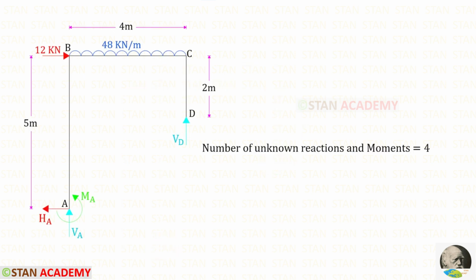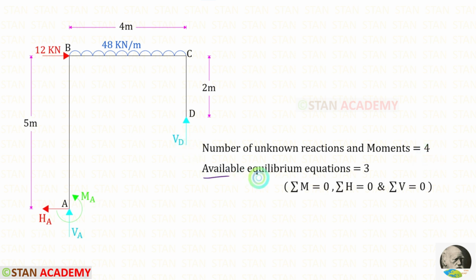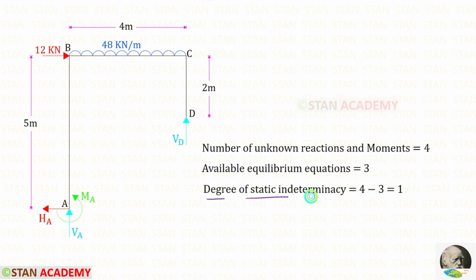In this frame, the number of unknown reactions and moments is 4. At point A, we have the horizontal reaction, vertical reaction and moment. And at point D, we only have a vertical reaction. So totally 4. The available equilibrium equations are 3. The degree of static indeterminacy will be 4 minus 3, so it will be 1.